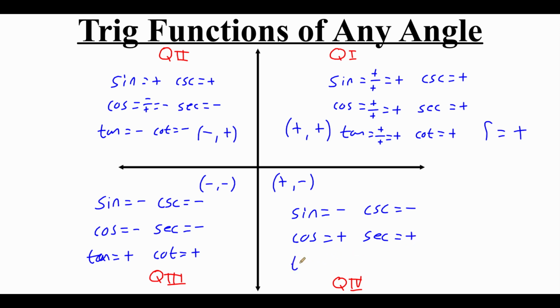And then my tangent, I'm going to take a negative number divided by a positive number. So the tangent's going to be negative, and the cotangent will also be negative.